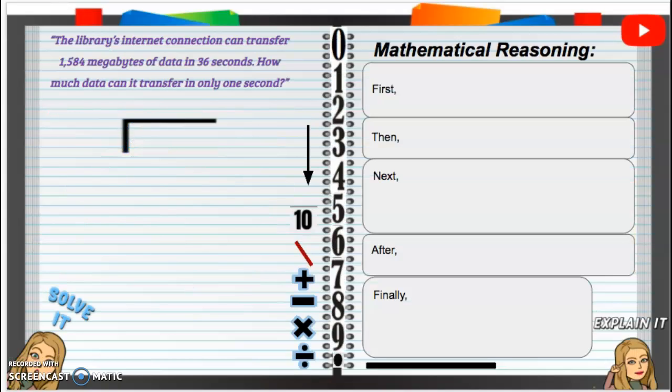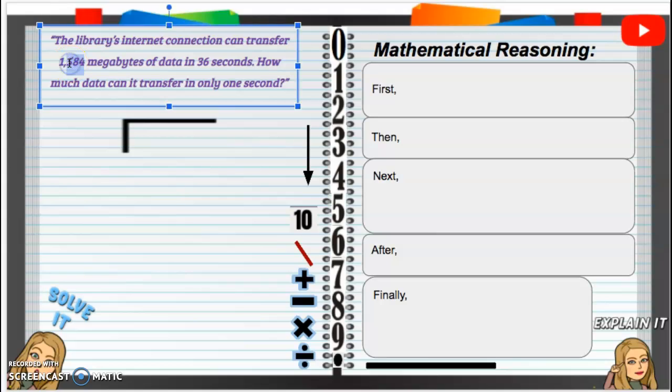The library's internet connection can transfer 1,584 megabytes of data in 36 seconds. How much data can it transfer in only 1 second? So if it can transfer that in 36 seconds, we just need 1 second. So we're going to divide these.